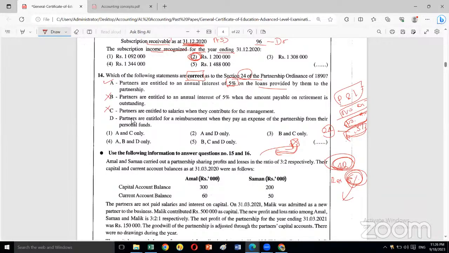So that is the thing they said in D. The partners are entitled to a reimbursement when they pay an expense. I paid for an expense of the partnership from my personal money, so the partnership should reimburse that value to me.